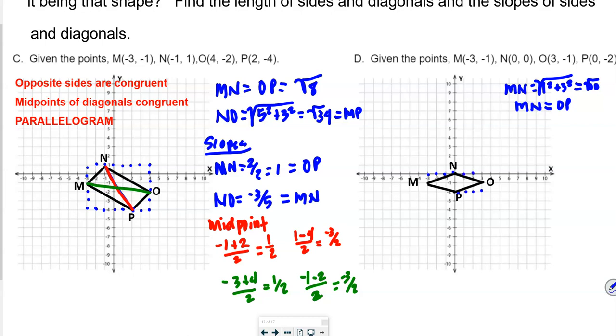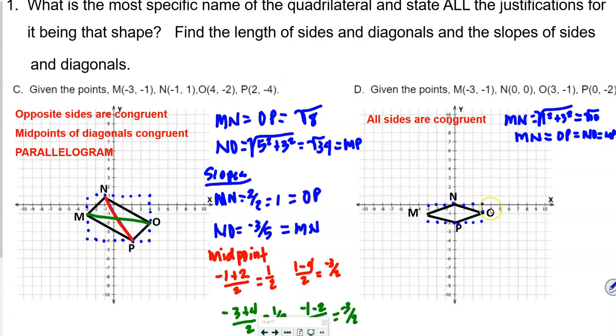This one is 1, 2, 3, and 1 down. And this one is 1 down, 1, 2, 3 as well. So they're all equal. They're all going to be the square root of 10. So that means this is also equal to NO, and this is also equal to MP, right? So we could say 4 sides are congruent, right? All 4 sides are congruent. That means this is a rhombus, okay? But let's go on and do the diagonals as well.